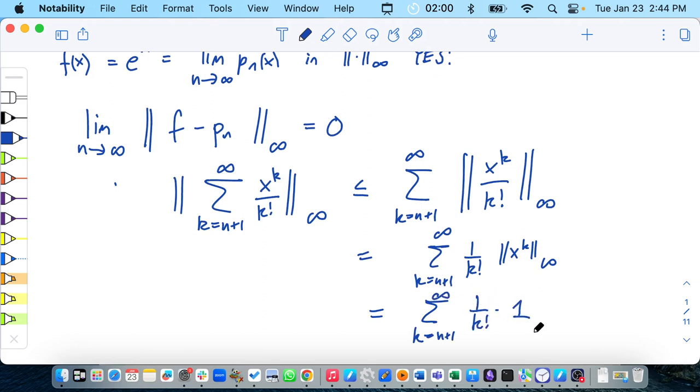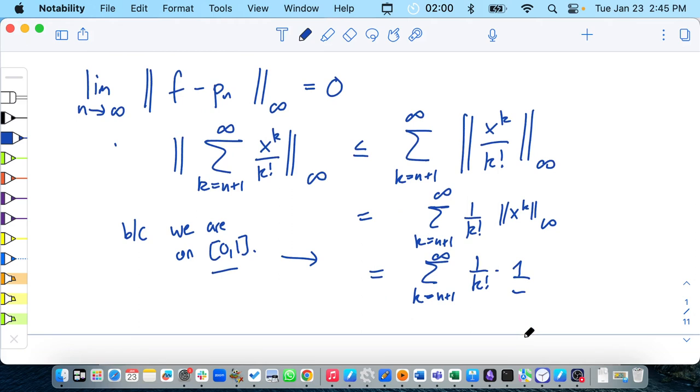Okay, and this is where it was important that we are on the interval 0, 1. If you're on any bounded interval, like negative 100 to 100, you would have a 100 to the power k there, and the rest of the argument wouldn't change. But if you're on an unbounded interval, like all of R, everything I'm about to say would not apply because the norm infinity of the function x to the k would be infinity. But because we're on this interval 0, 1, the answer here is just 1. It's all very nice.